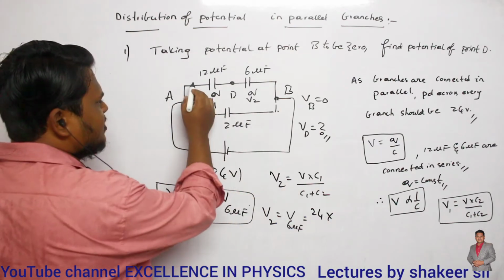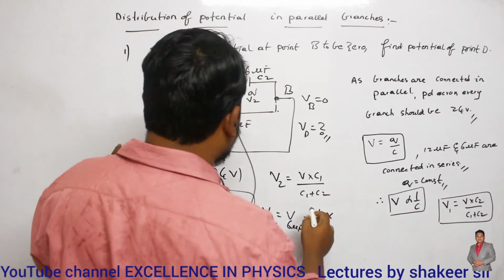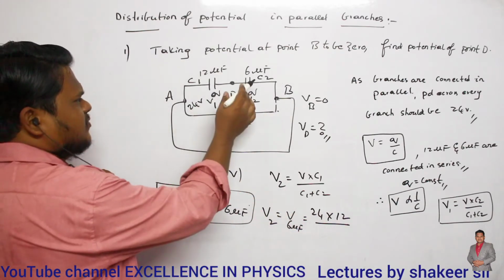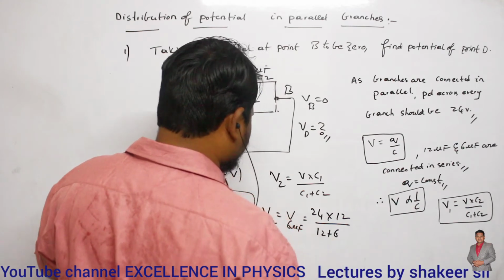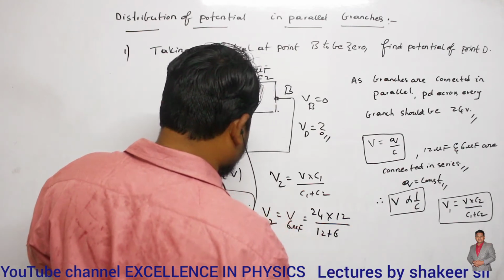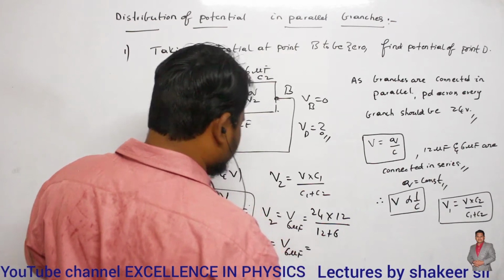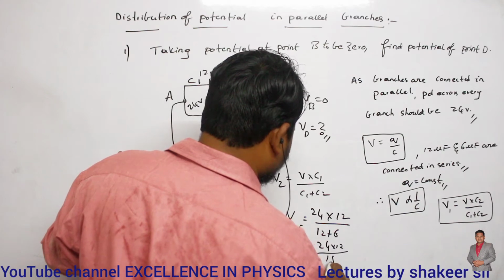What is meant by C1? This is C1, this is C2. Clear? So C1 is 12. 12 divided by C1 plus C2. C1 plus C2 means 12 plus 6, which is equal to 18. So therefore total, how much? V2, the potential difference across the 6 microfarad capacitor, is 24 into 12 divided by 18.